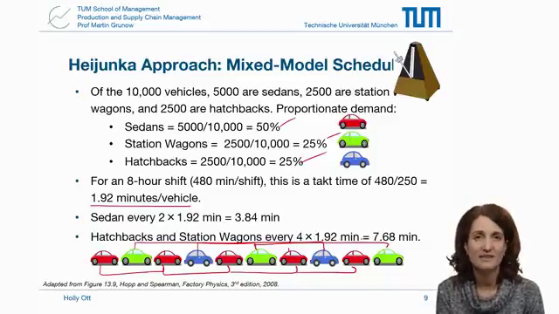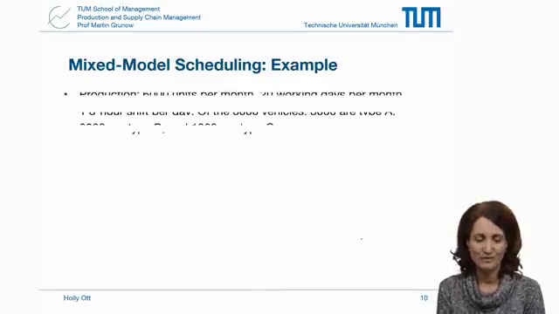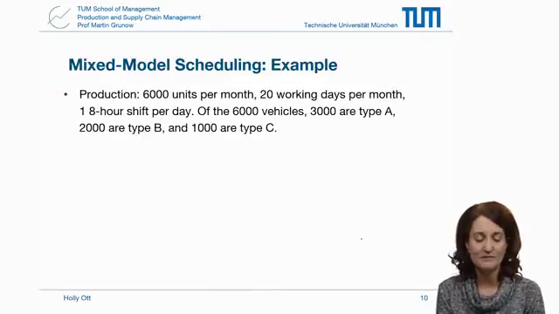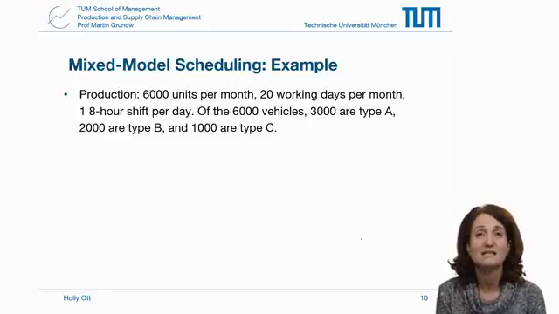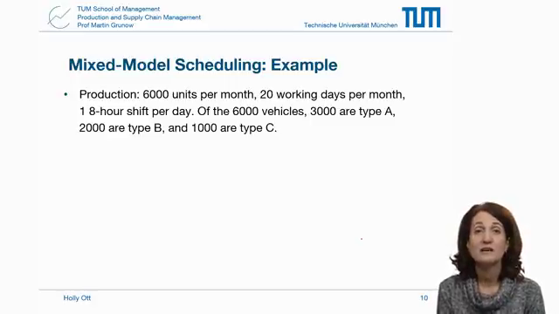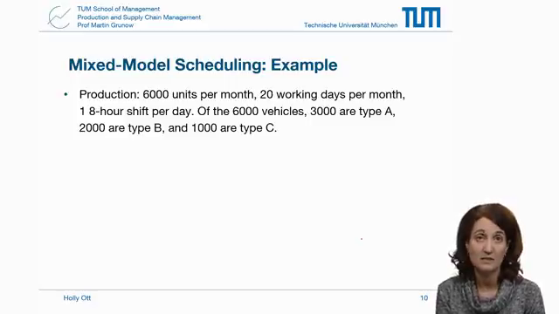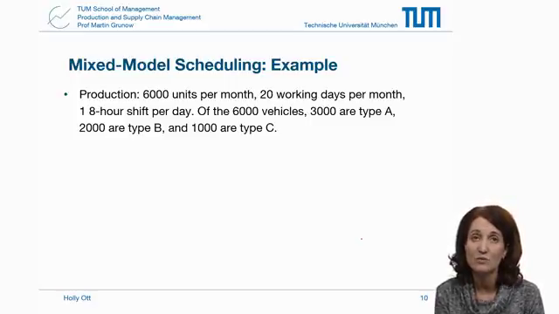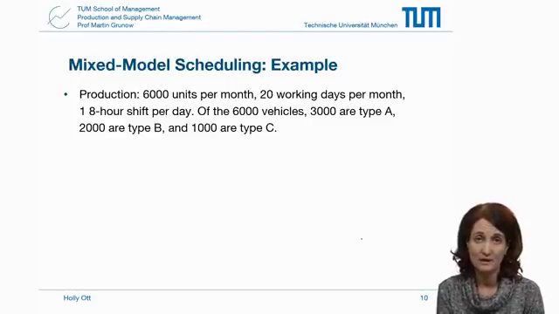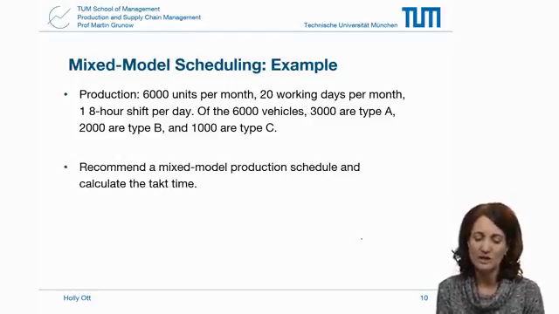Let's look at one more example. We have demand forecasted at 6,000 units per month. So our production takes that 6,000 units per month, looks at 20 working days per month with one 8-hour shift per day. Of those 6,000 vehicles, the marketing tells us that 3,000 are expected to be type A, 2,000 type B, and 1,000 type C. Can you recommend a mixed model production schedule and calculate the takt time for this example?